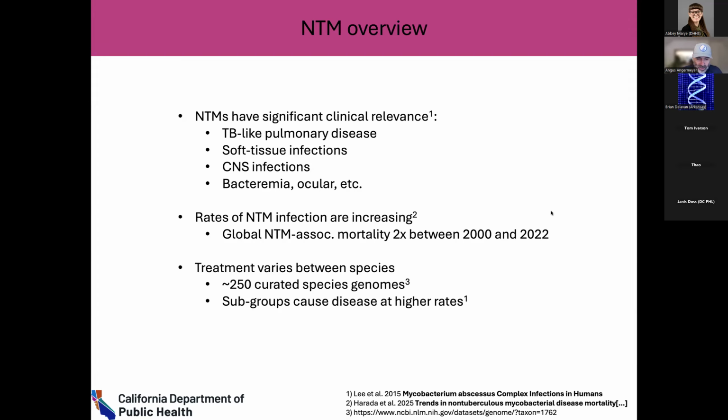And that's really important because what is known about some of these different species is that the treatments can vary. Right now on NCBI RefSeq, there's about 250 of these curated NTM genomes. That may include a couple of duplicates here and there and a couple of things that are really more tuberculosis complex related. There's a little bit of gray area there. And I will point out that there's a couple of subgroups that are much better known that cause the majority of the disease, but there are lesser ones known too.